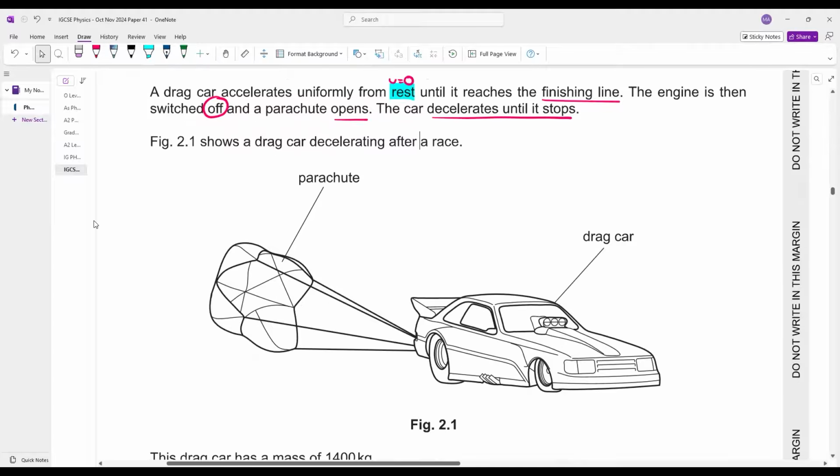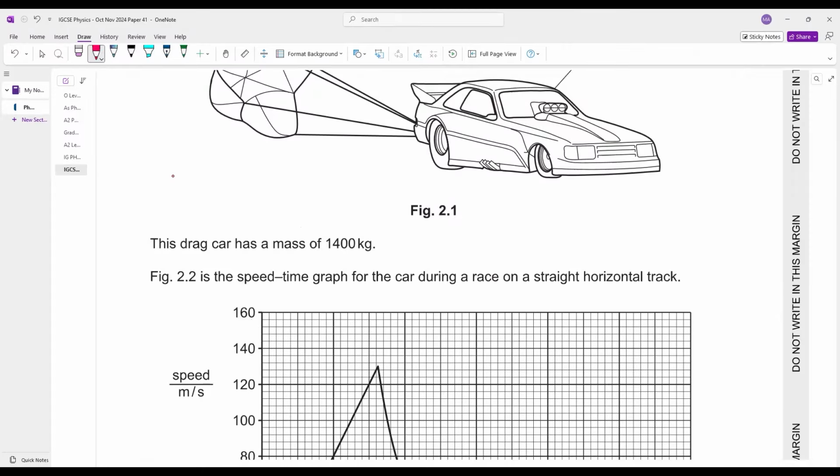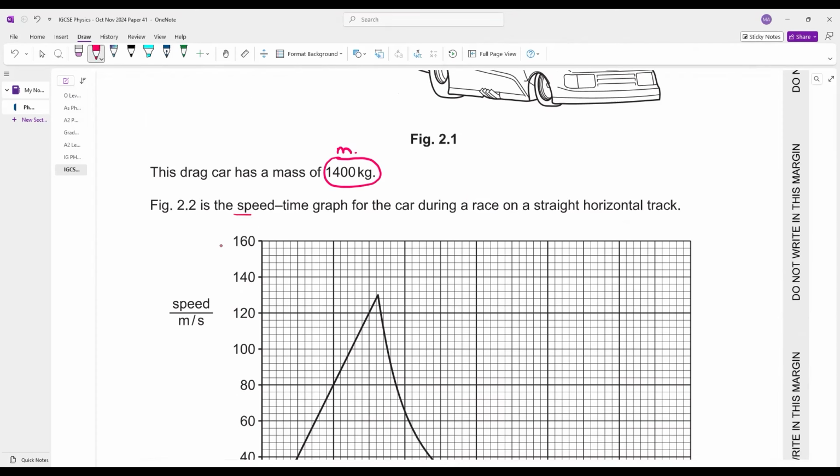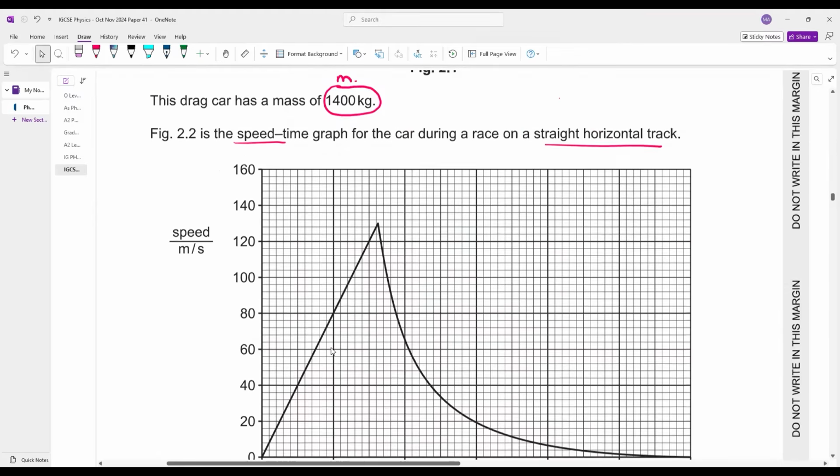Figure 2.1 shows a drag car decelerating after a race. This drag car has a mass of 1400 kg. Figure 2.2 is the speed time graph for the car during a race on a straight horizontal track. So we have a speed time graph.